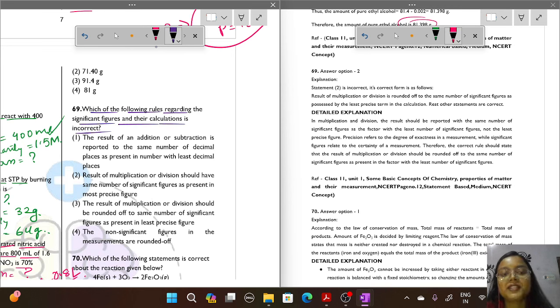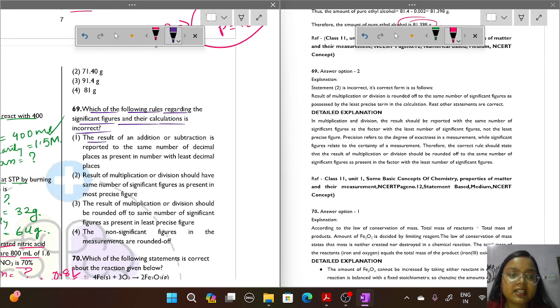See, one more question is of significant figures. I'm telling you that this significant figure topic is very important, and almost every year or the other, a question from significant figures comes definitely. So keep a good hold on this topic.